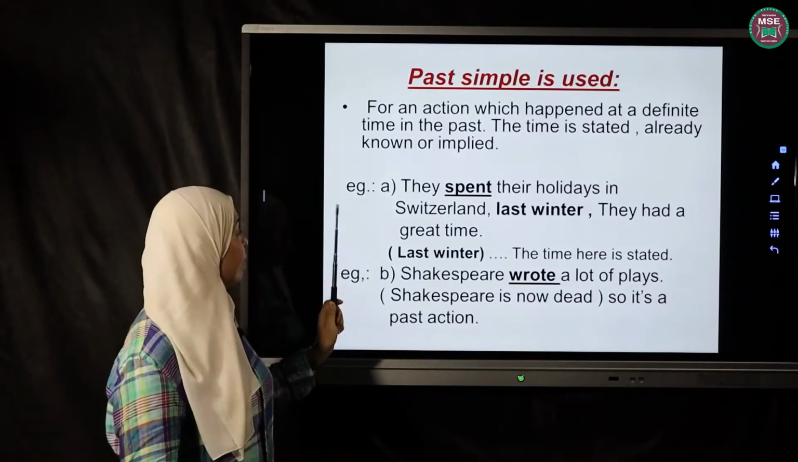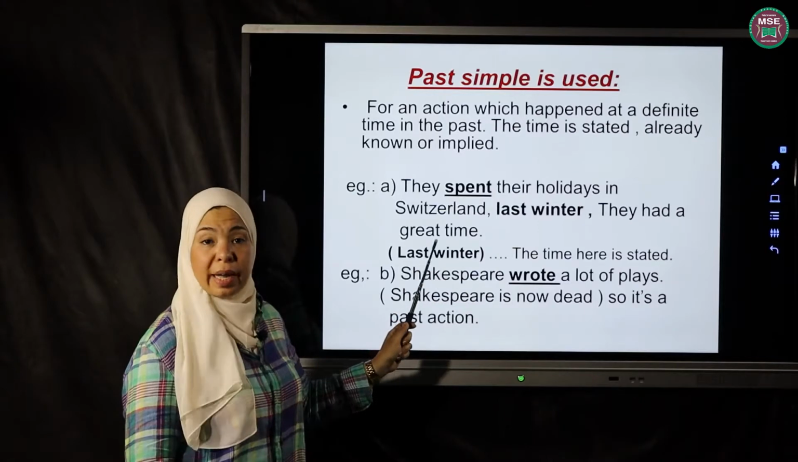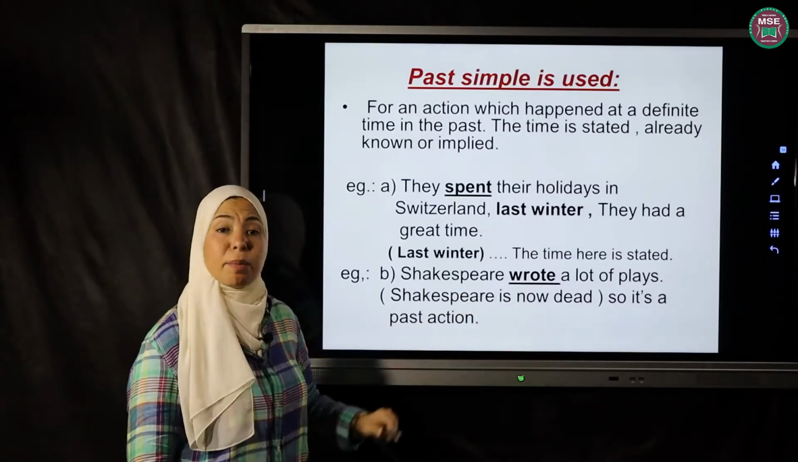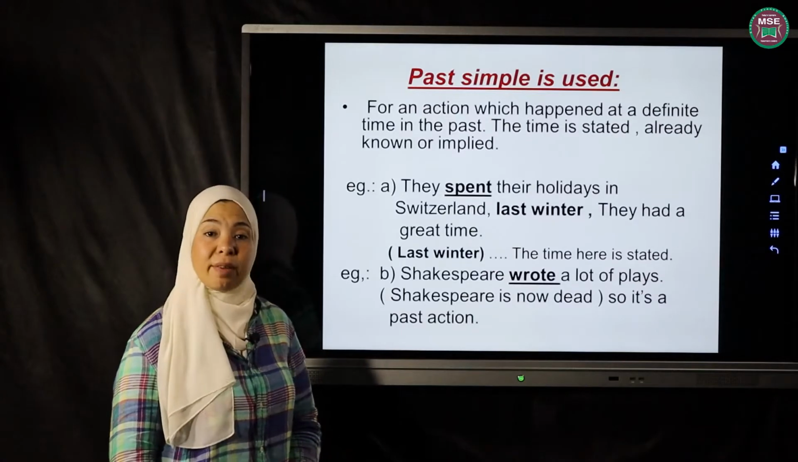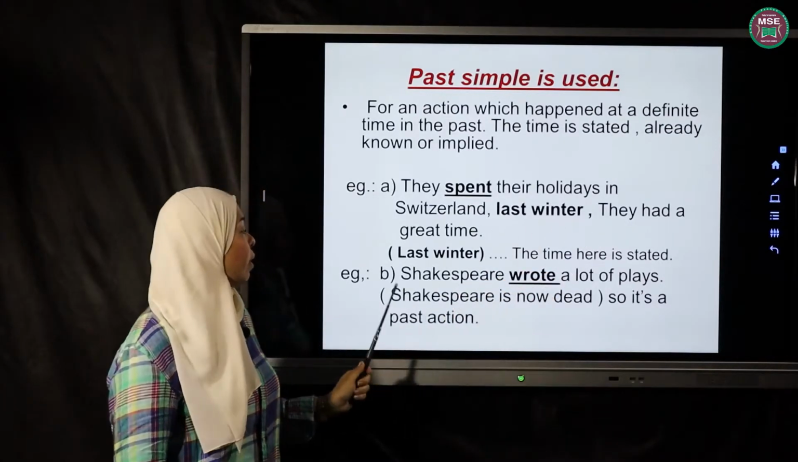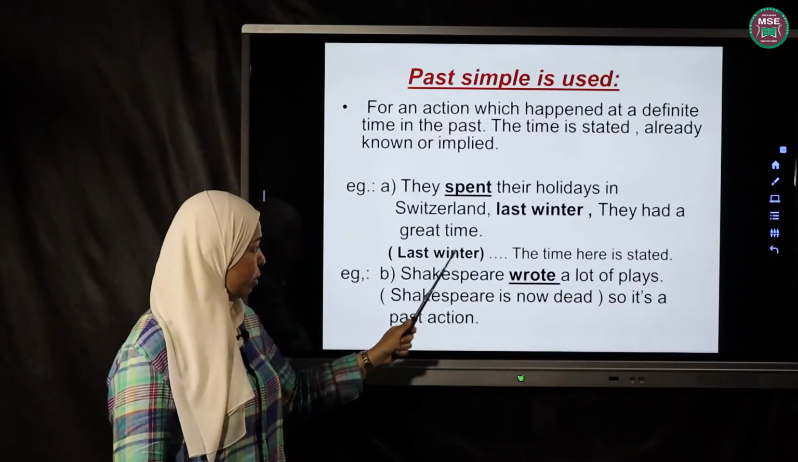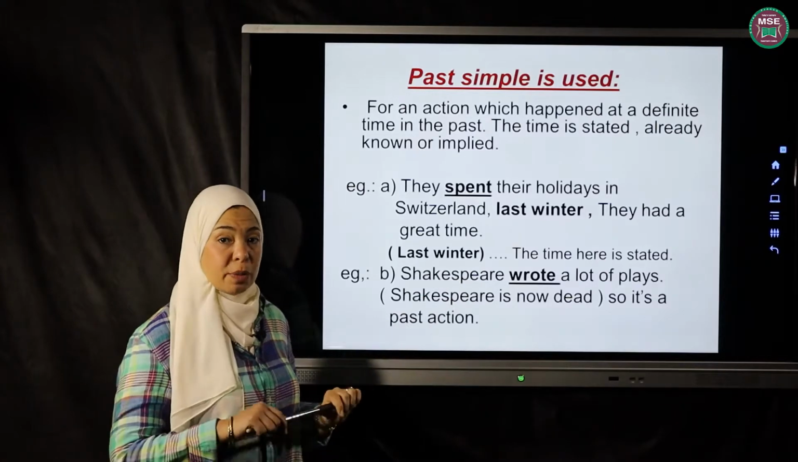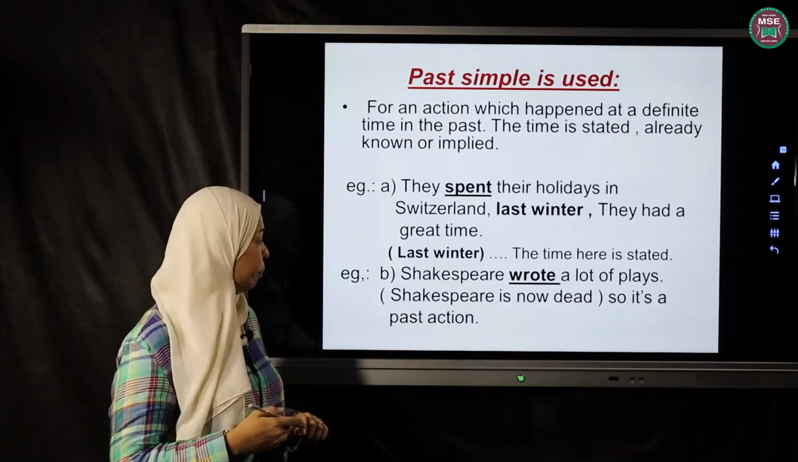Example number A. They spent their holidays in Switzerland last winter. This is the mentioned time or the stated time in the past. They had a great time. Had here is the past form for have. Last winter, the time here is stated, as I said. So this bolded word is the time expression, which is last winter, referring to the past time.